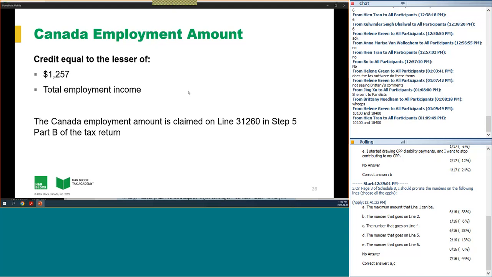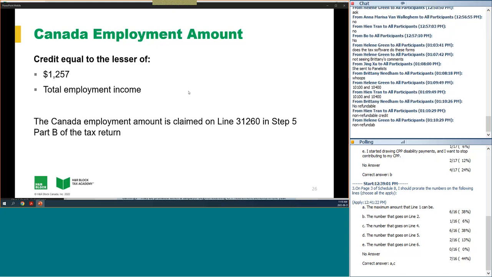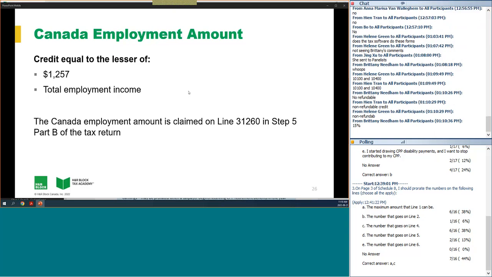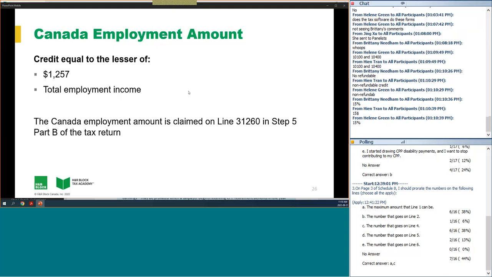If it's on line 31260, is it a deduction, a credit, or a non-refundable credit? 31260 is a non-refundable credit. Very good. What is the value of a non-refundable credit, assuming that you owe tax? So let's say someone actually owes some tax, you're going to get 15%. Excellent. I'm going to tell you right now, for today, you're all going to remember about the Canada Employment Amount. By the time we get to Chapter 6, you're going to forget that there's a Canada Employment Amount.